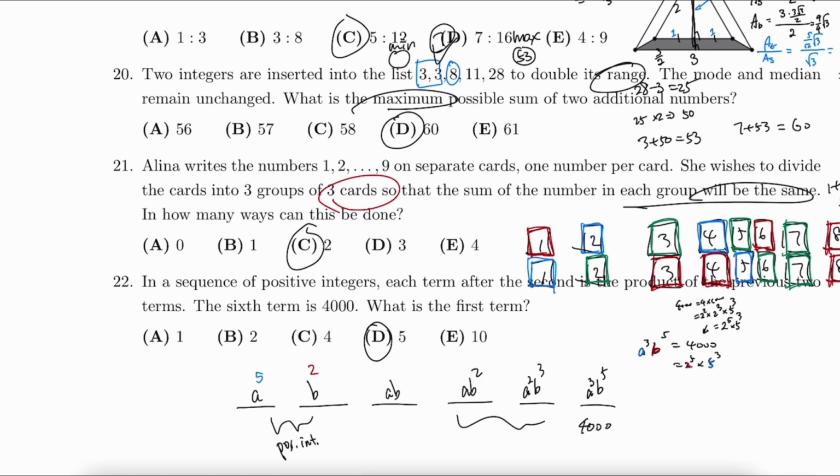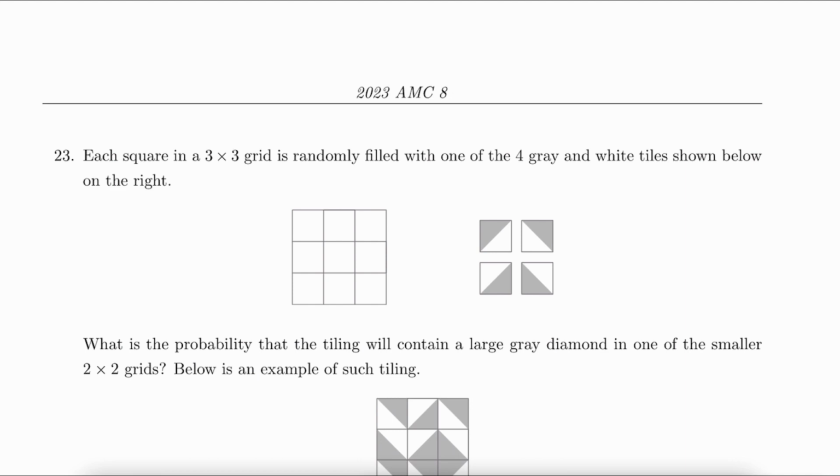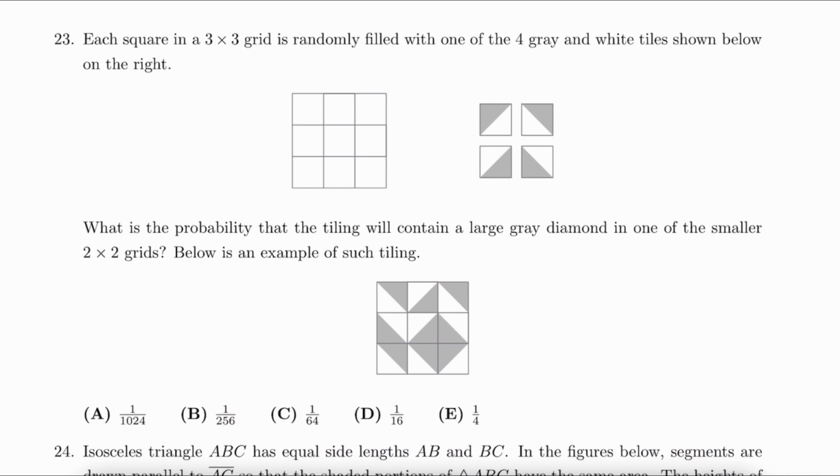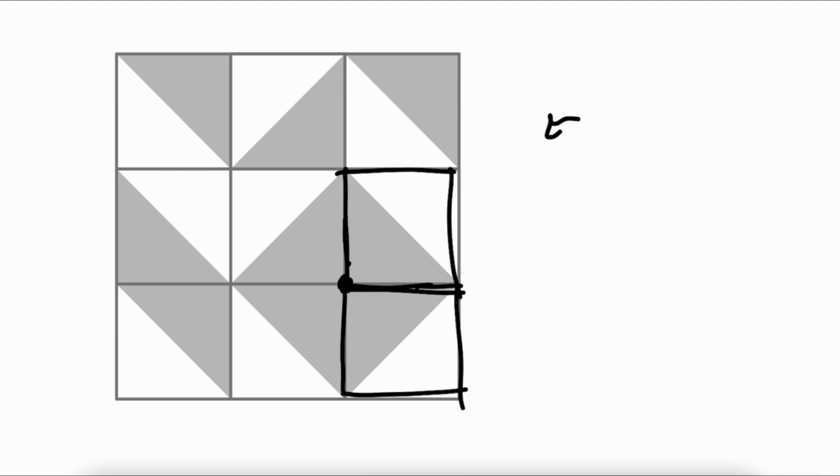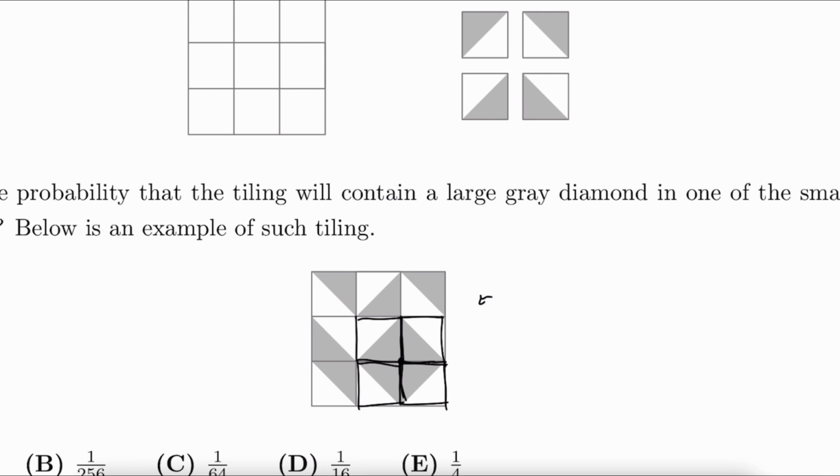Number 23 says, each square in a 3x3 grid is randomly filled with one of the 4 gray and white tiles shown below on the right. What is the probability that a tiling will contain a large gray diamond in one of the smaller 2x2 grids? Below is an example of such tiling. Randomly filled with one of these 4. So if that were to happen, then this point has to have all 4 of this at the correct orientation. And only one of these 4 orientations would work.